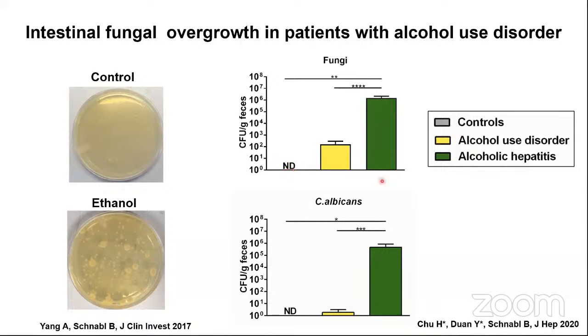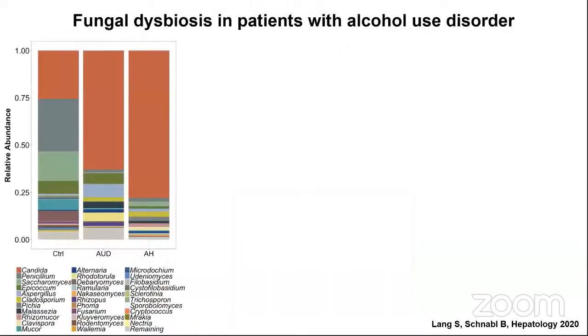We also did qPCR from single colonies using specific primers for Candida albicans. And you can also see that in patients with alcoholic hepatitis, there was a significant increase in Candida albicans. We also used culture-independent techniques, in this case ITS sequencing, to characterize the fungal composition in the stool from control subjects, patients with alcohol use disorder, and patients with alcoholic hepatitis.